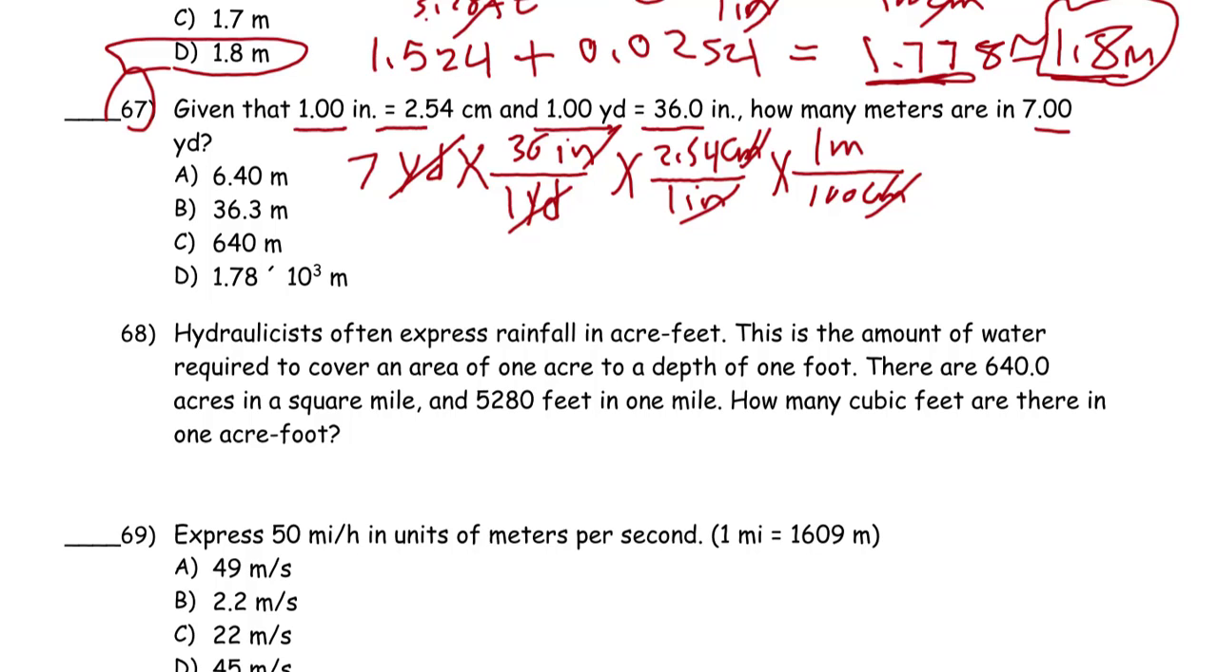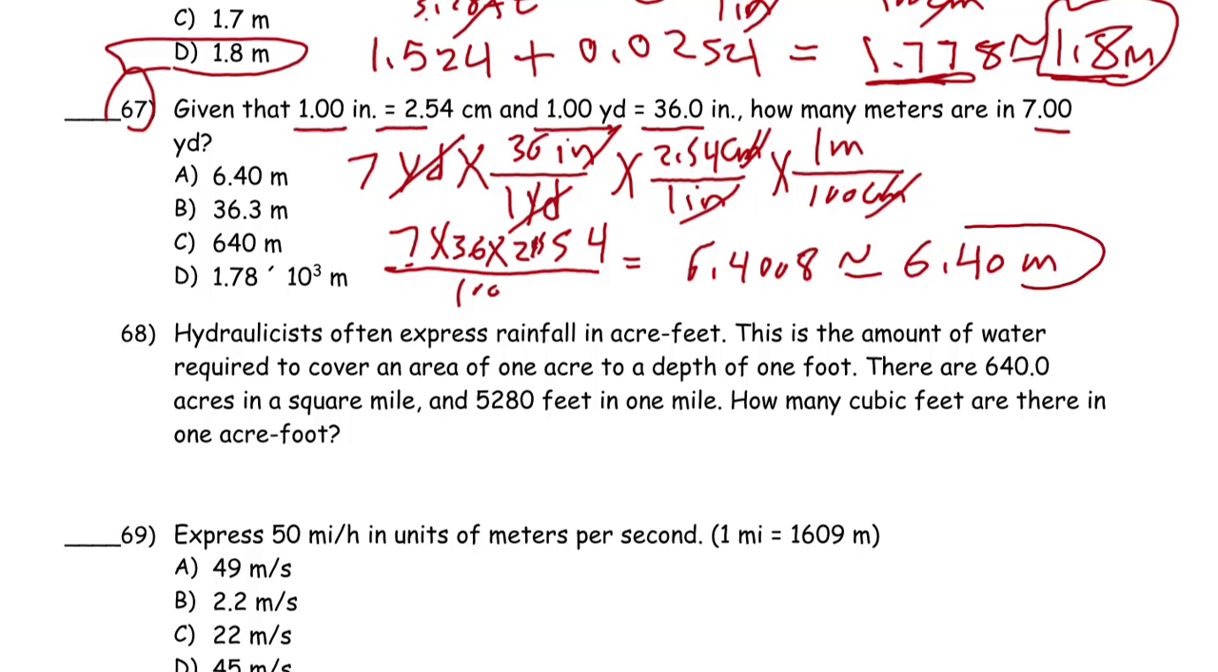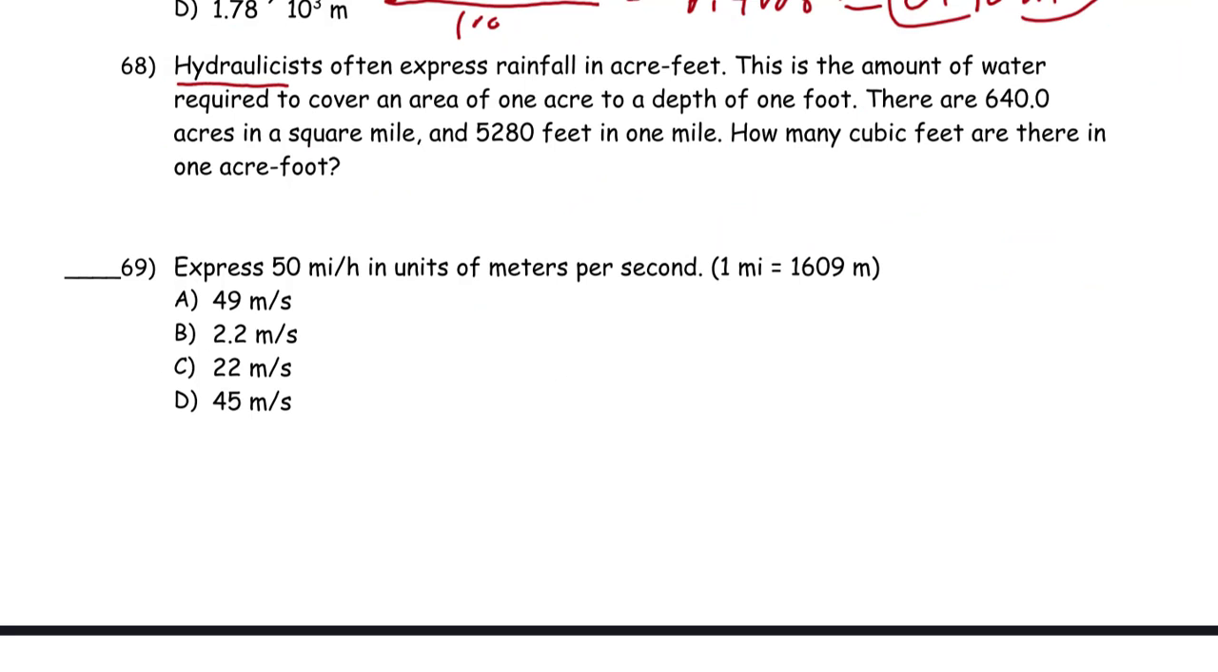Centimeter goes with centimeter. So 7 times 36 times 2.54 over 100 yields 6.408, approximately 6.40 meters, because the unit here is meters. The answer is 6.40 meters.